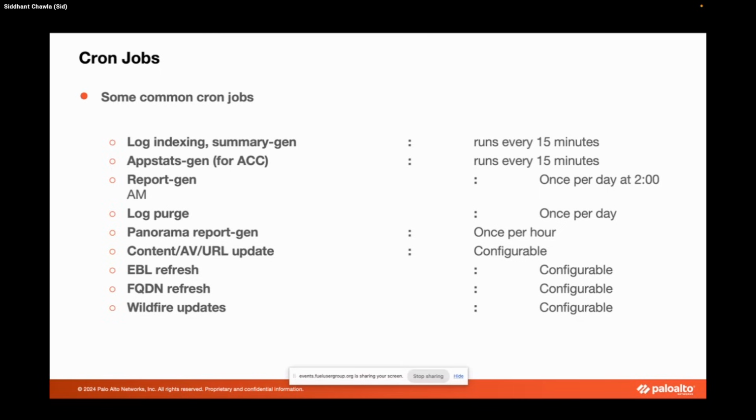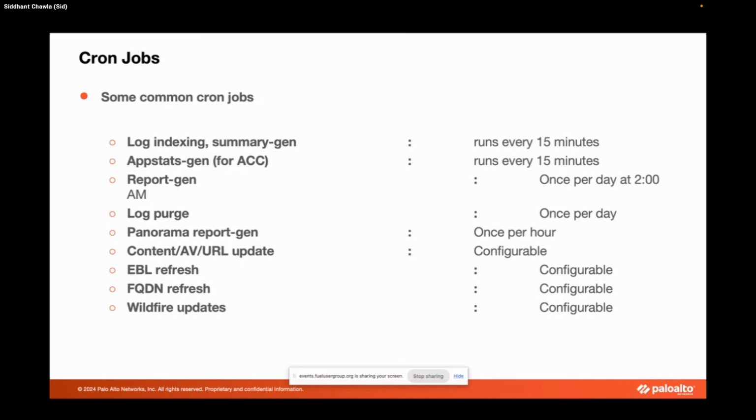Some of the important cron jobs which are running on the device itself, you can see it's displayed over here. When we talk about report generation on the device, the report is generated every day at 2 a.m. App stats generation for ACC report runs every 15 minutes.